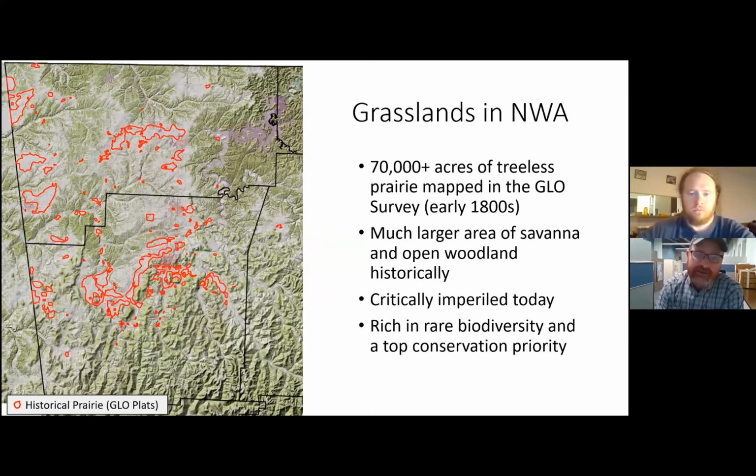And also, as the name implies, the Springfield Plateau was rich in groundwater. There's lots of springs, seeps, historically open fens. And both the grasslands and these groundwater features are all critically imperiled in the region and have all declined. And the remnants that we have of those are rich in rare biodiversity, and they're a top conservation priority. Next slide.